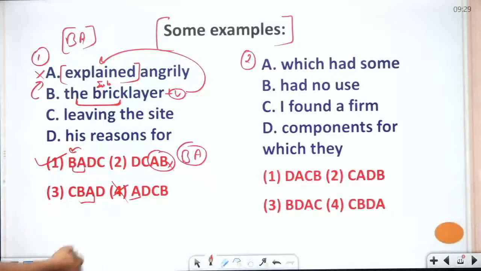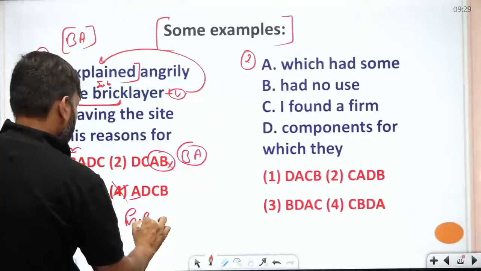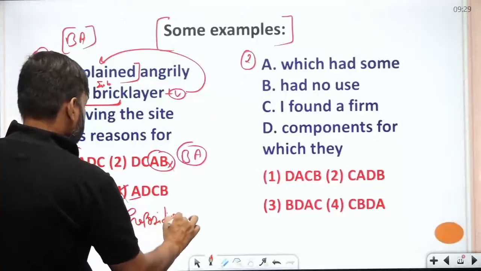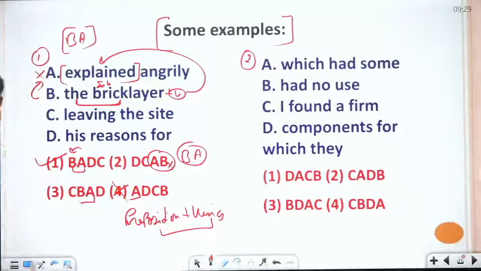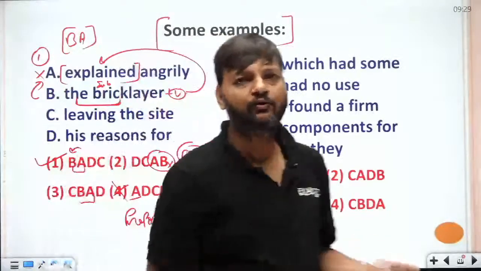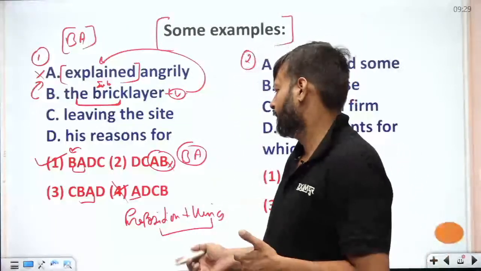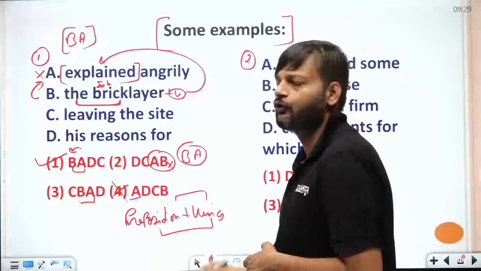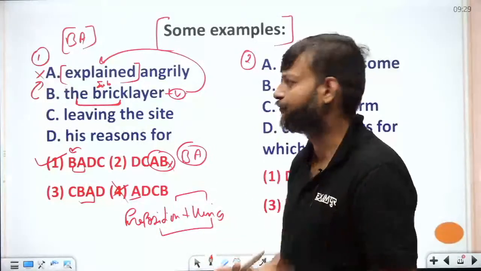Now one more thing you can do is this: a preposition is always followed by the ing form of a verb. See, if your grammar concepts are clear, you can easily solve these questions. So a very basic rule of grammar is that a preposition is always followed by the ing form of a verb.